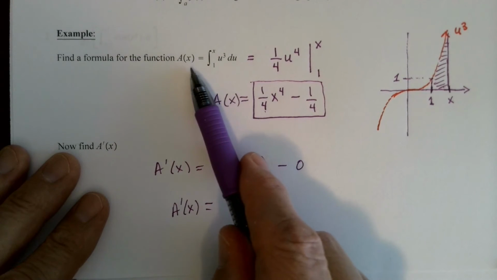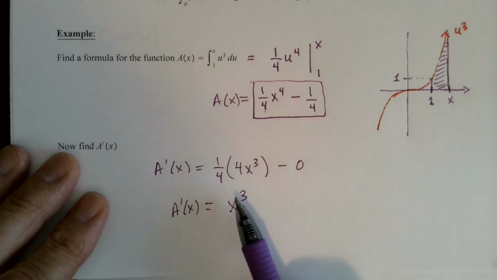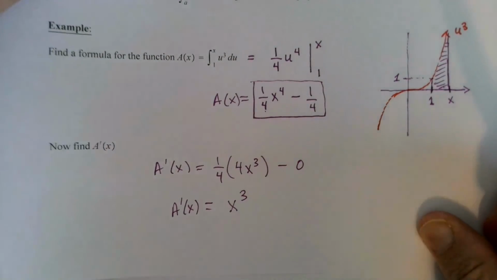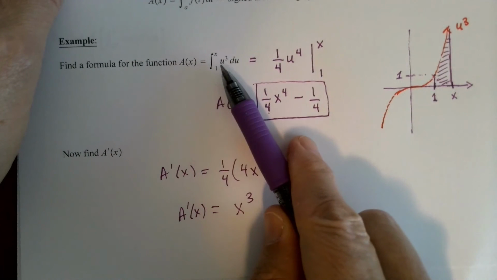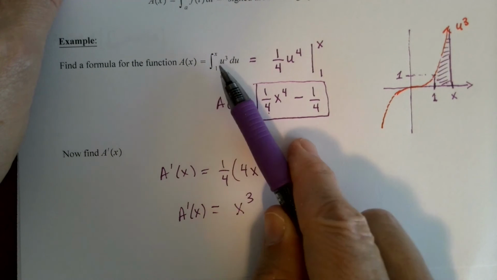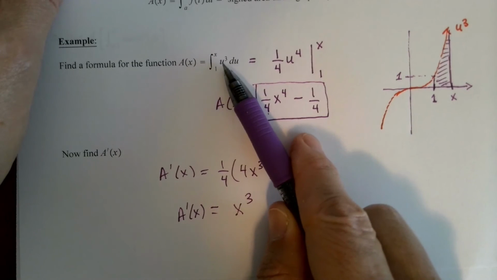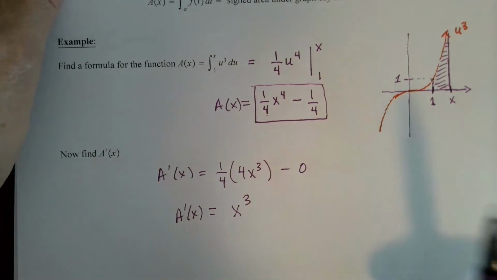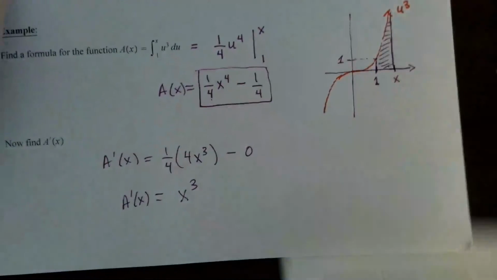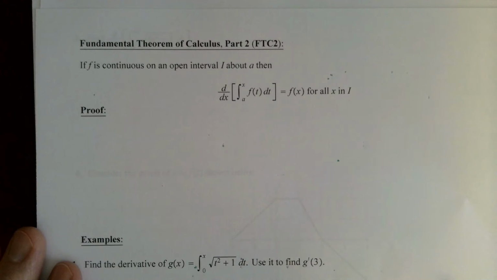Well, we don't need it, because we know from this example, at least it appears to be, and we're going to prove it, that the derivative of this function A prime of x will clearly just be what? Replace the u with an x, it's going to be x cubed. The original integrand, just replacing the variable. And let's just prove that. So that is indeed the fundamental theorem of calculus part 2.